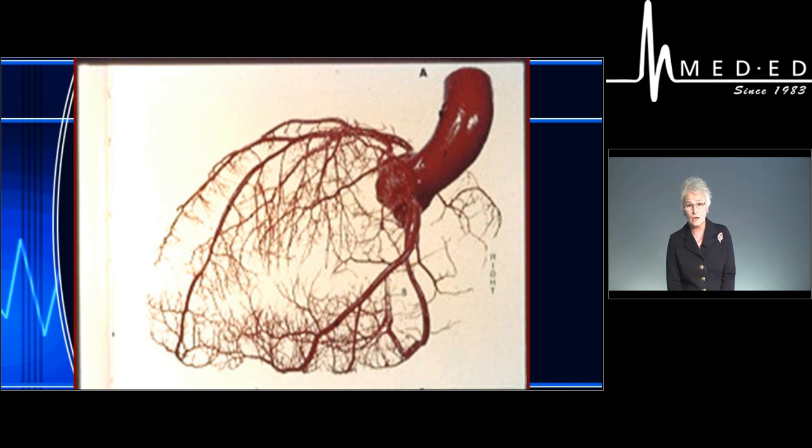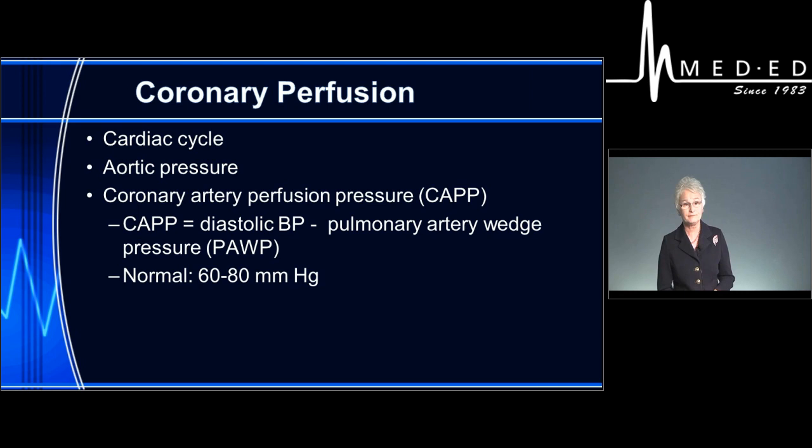What drugs would he be on? Aspirin and Plavix in a GI bleeder. And somebody who has multiple varices, it's probably not a good idea. Not a good idea. So how does your heart get blood? During diastolic time, diastolic pressure. And that's called coronary artery perfusion pressure, CAPP, C-A-P-P.